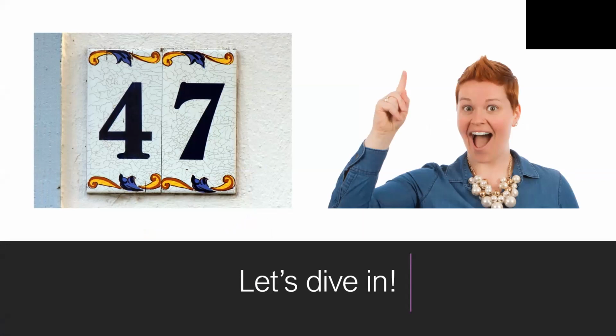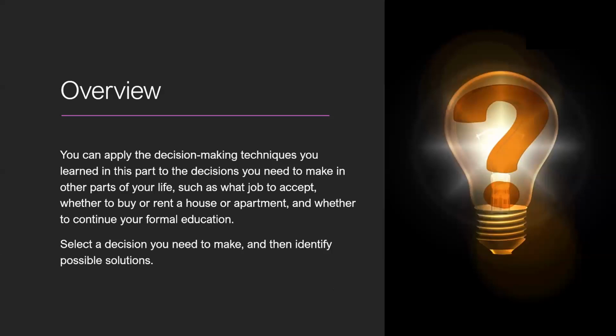It's on page 47 if you're using the third edition, and I believe it may be 45 if you're using the second edition. Now, the assignment that we're working on gives you an overview of what you're going to cover from the beginning of your assignment. Let's read it together. You can apply the decision-making techniques you learned in this part, which is part two, to the decisions you need to make in other parts of your life. So the whole point of this assignment is that you're taking something that you learned and you're going to make a real-life application of it.